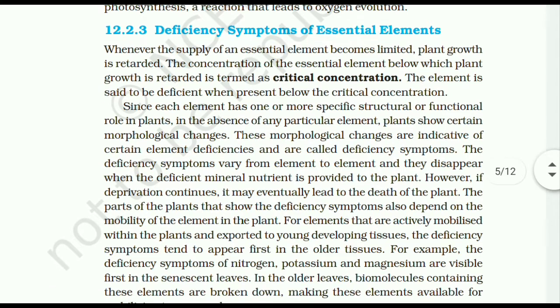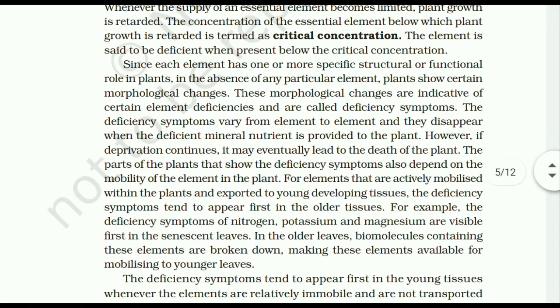Since each element has one or more specific structural or functional roles in plants, in the absence of any particular element, plants show certain morphological changes. These morphological changes are indicative of certain element deficiencies and are called deficiency symptoms. The deficiency symptoms vary from element to element and they disappear when the deficient mineral nutrient is provided to the plant. However, if deprivation continues, it may eventually lead to the death of the plant.